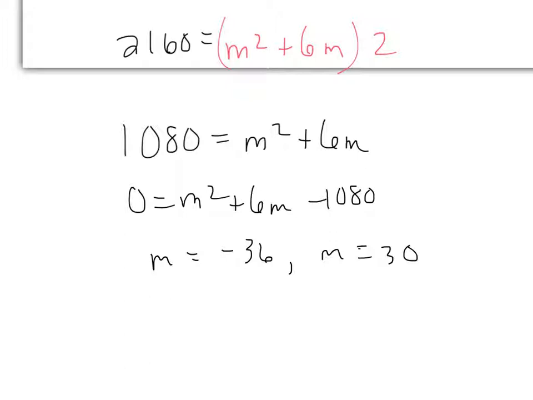So if we take a look at this, clearly we can't have a negative amount of members. So the answer for m is 30. M is the number of members that actually went. So that is the answer we're looking for. Remember, the question says, how many members actually went to the game? Which means we're actually looking for m in this problem. How many were supposed to go to the game? 36. Okay, 36 were supposed to go to the game.